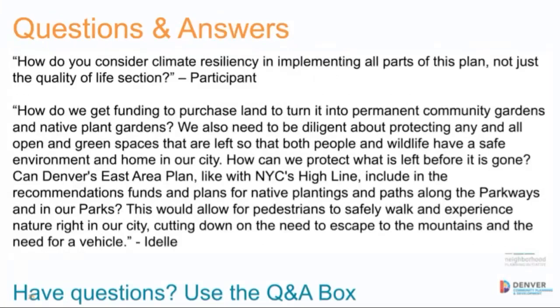So I will go to the next question. And this one, we had a participant ask about how do you consider climate resiliency in implementing all parts of this plan, not just the quality of life section. And then another question about some of the open space recommendations. Adele asked about how we get funding for permanent community gardens. How can we look at ways to protect open and green spaces, and integrating more native plants and open spaces along some of our parkways.